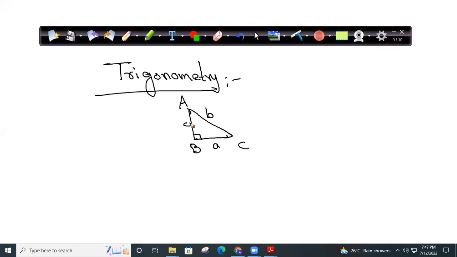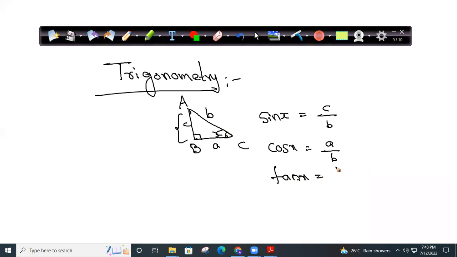So assume we have three sides of the triangle. The moment I have three sides, we just need to know these basic properties. Suppose this angle is C, what is sine C? Let it be X. What is sine X? Opposite by hypotenuse, so C by B. What is cos X? Adjacent by hypotenuse, so A by B. What is tan X? Sine by cos, so opposite by adjacent, so C by A. That's it. I need to know only these formulas.